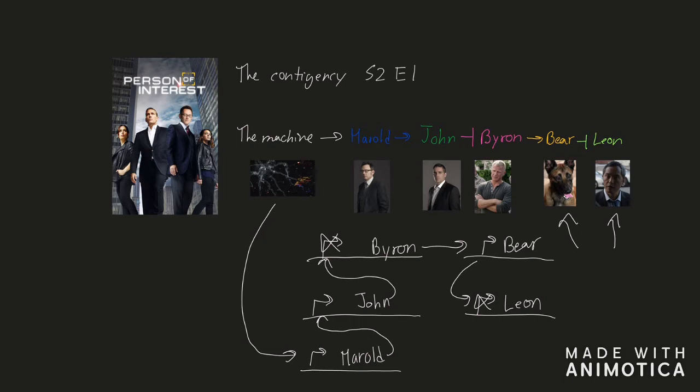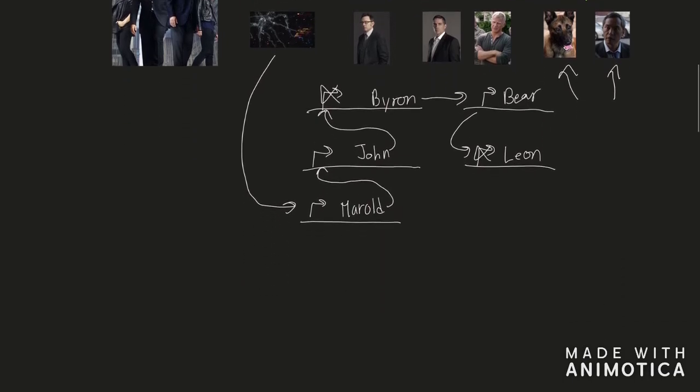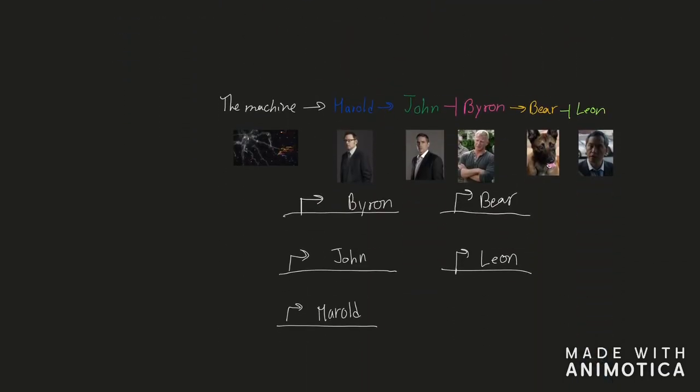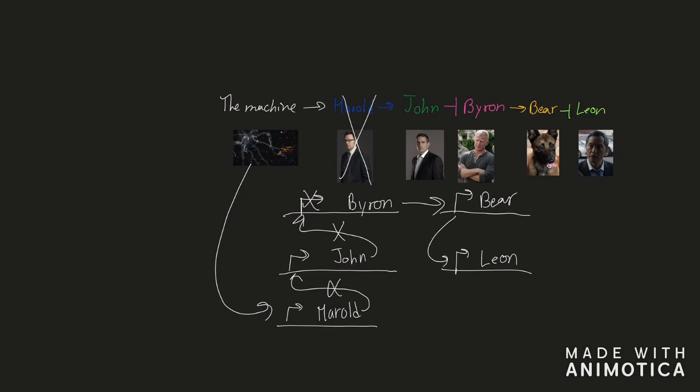Now let's see what happens if we have a single mutation in any one of these proteins. Say, for example, the Harold protein is mutated and no longer works. The machine tries to contact Harold. Harold would then try to activate John, but since his protein is mutated, he can no longer activate John. John can no longer repress Byron. Byron would then in turn activate Bear. Bear would then be able to repress Leon by eating him. Therefore, Leon dies in this situation.